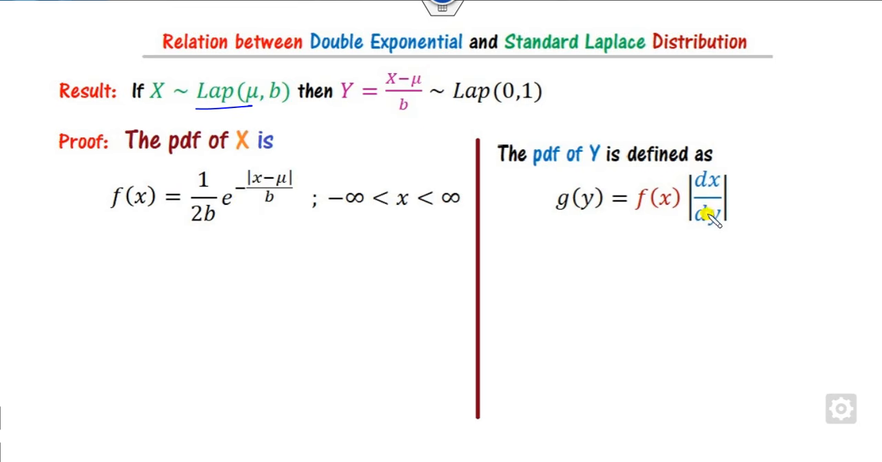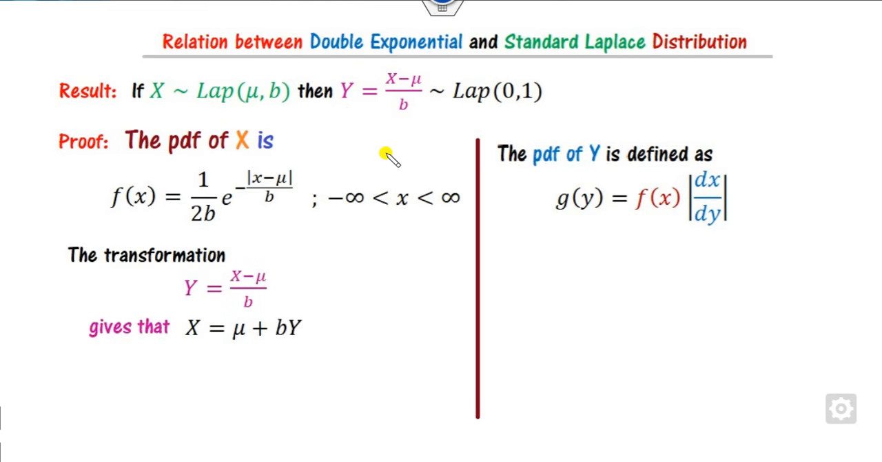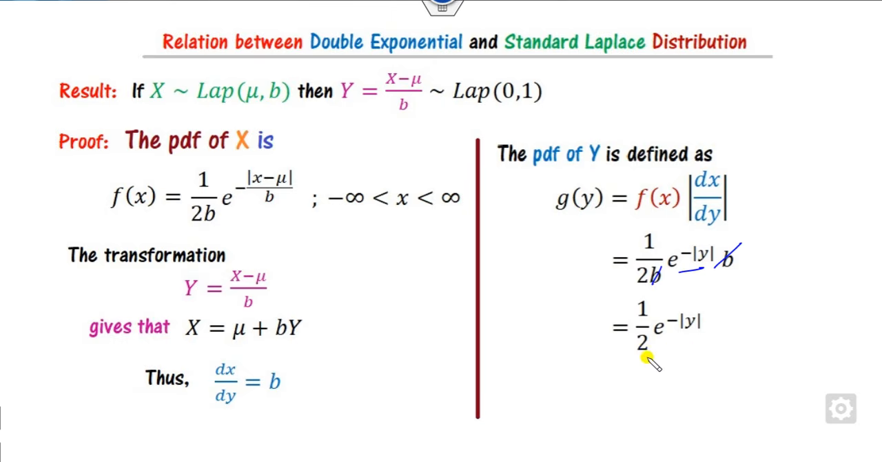Now you need dx upon dy. From here, can you find the value of x? You can easily find the value of x from here. Therefore dx upon dy, what is its value? That is nothing but b. You can substitute the value here. What is the value of y? This is nothing but my y. So this b will be cancelled out.